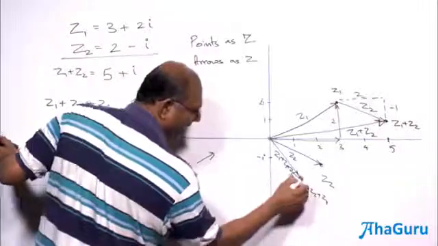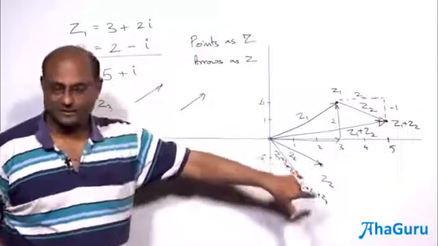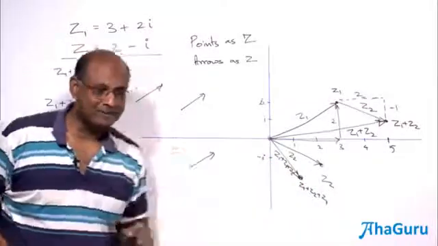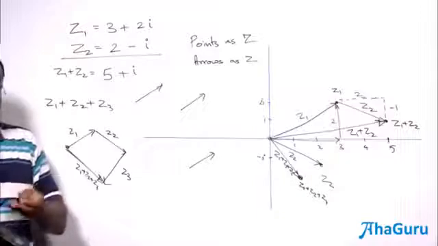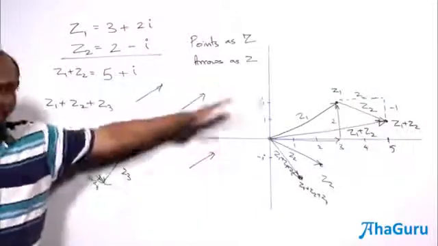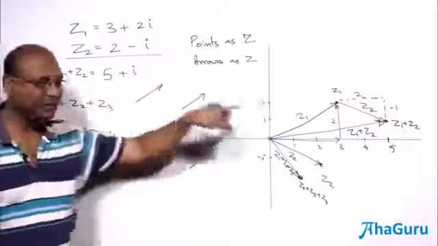So this point is the point Z1 plus Z2 plus Z3. That is a complex number. This arrow represents this complex number. So it is the same as in vectors. We talk about position vectors and vectors that can be moved around. If I want to use this vector to talk about position, the starting point must be the origin.